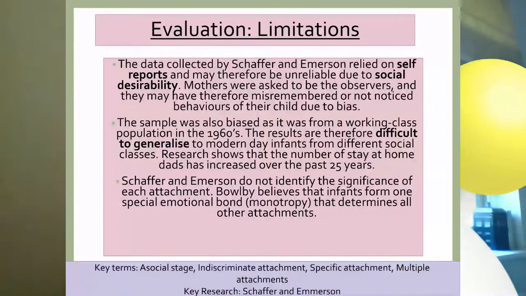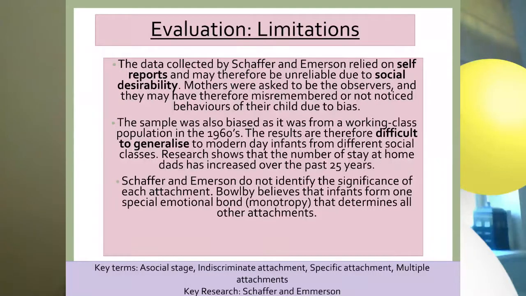Or we might find that fathers are more likely, so more than 3%, to be primary attachment figures. So you could actually use the idea of temporal validity there as well. So you could say that maybe it lacks temporal validity because of the era in which it was conducted.